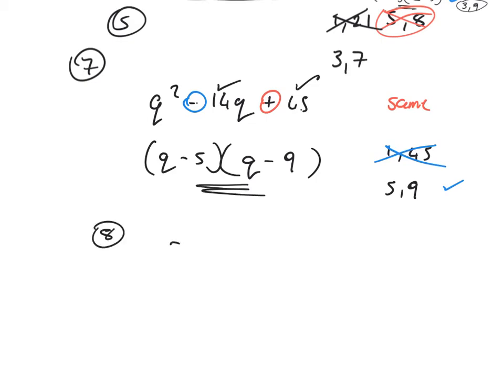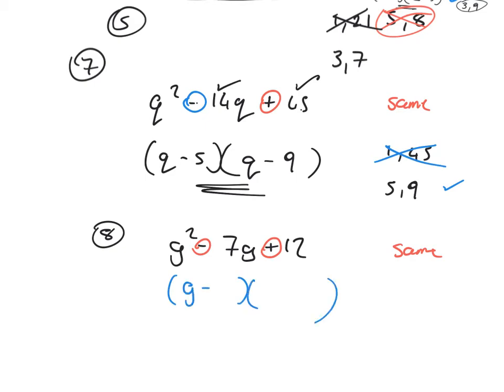Example 8. g squared minus 7g plus 12. Okay, the product is positive. The signs would need to be the same, but they would need to be negatives because there's a minus in the middle. So it's going to be g minus and g minus. Okay, numbers that multiply give 12: 1 and 12, 2 and 6, 3 and 4. Which one of those pairs can I use to add together to give minus 7? We'll look at this one, g minus 3, g minus 4.